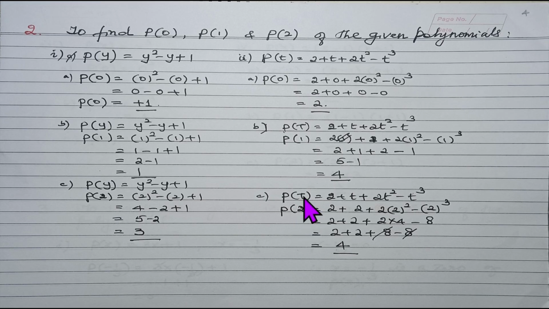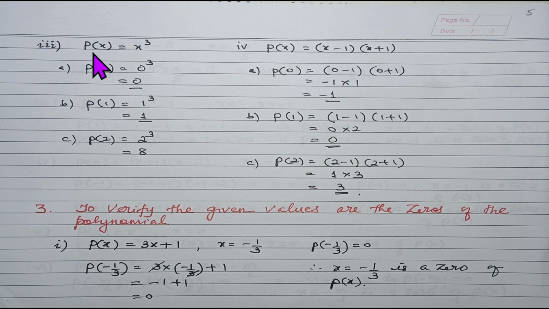And for P2, wherever t is there, put 2, so 2 plus 2, 2 into 2 square minus 2 cube, so 2 plus 2, 2 into 4 minus 8, 2 plus 2 plus 8 minus 8, the minus 8 and plus 8 cancel there, the answer is plus 4. Remember that. Now coming to P of x is equal to x cube, and we have to find P0, so 0 cube becomes 0. To find P1, put 1 cube, that is 1. P2, 2 cube is 8.